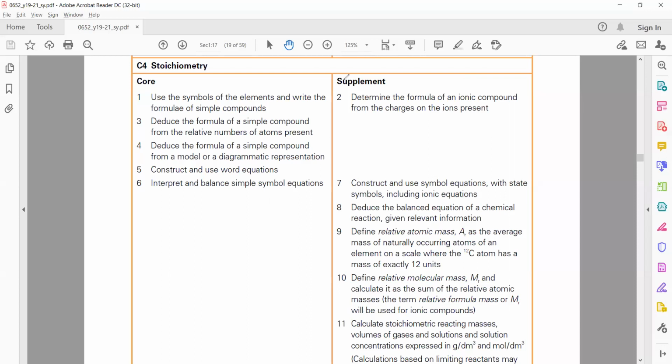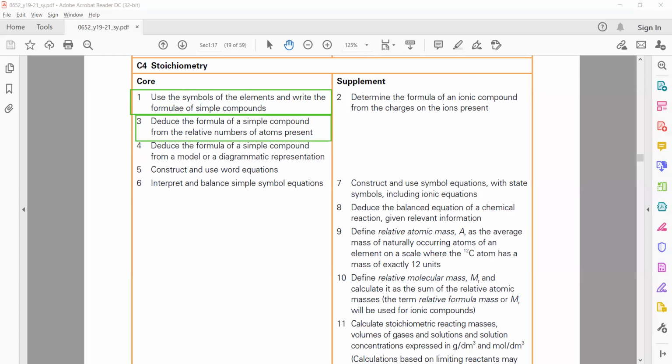Let's put a box around it. Use the symbols of the elements and write the formula of simple compounds, and then deduce the formula of a simple compound from the relative numbers of ions present. And then what you also need to be able to do is representations.